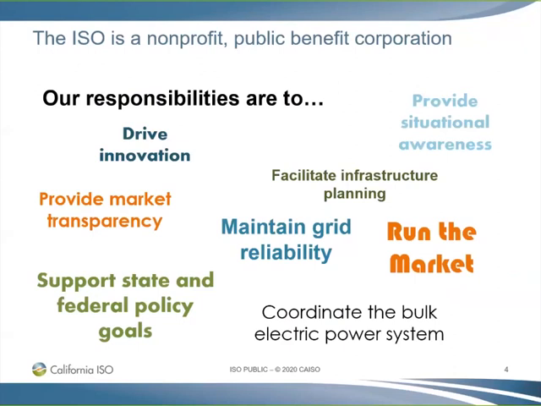Those are operated and maintained by the utilities, who also perform maintenance on generators and transmission systems. Unlike the utilities, we do not own any transmission or generation assets, and we do not take ownership of the energy on the system. We do, however, coordinate the maintenance of these grid facilities to ensure sufficient resources are available to meet the needs of consumers.